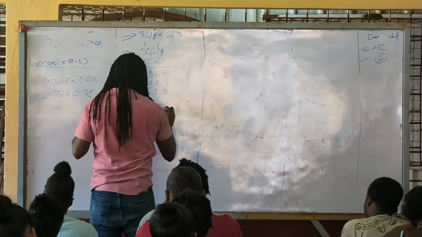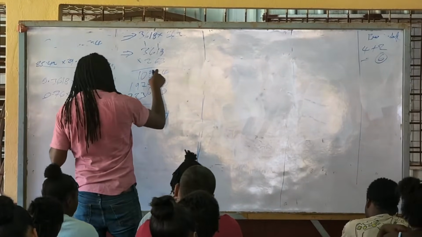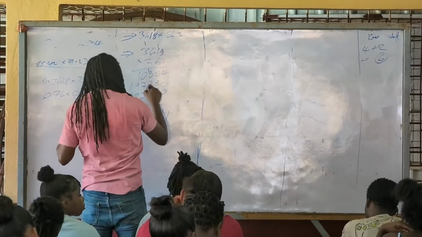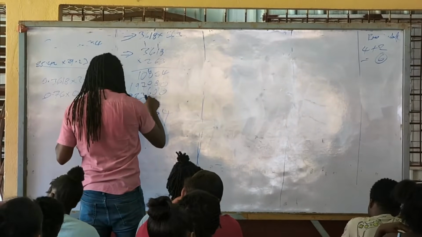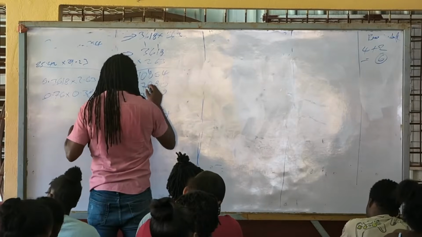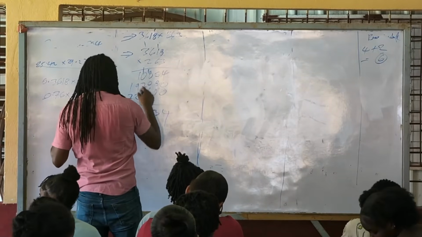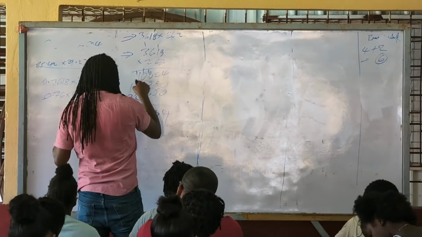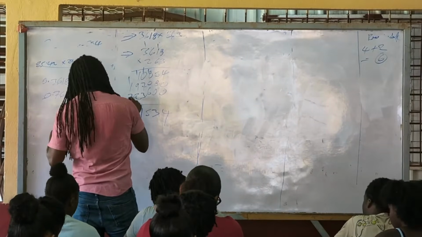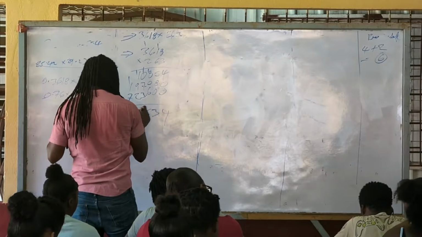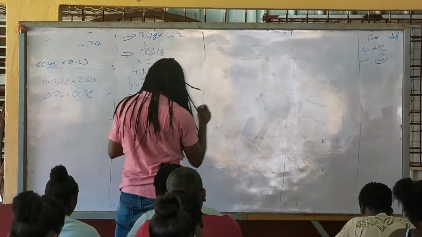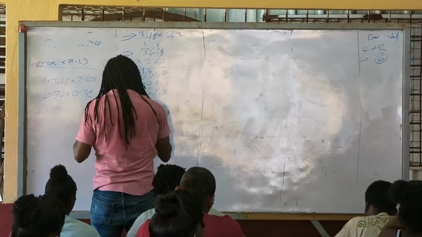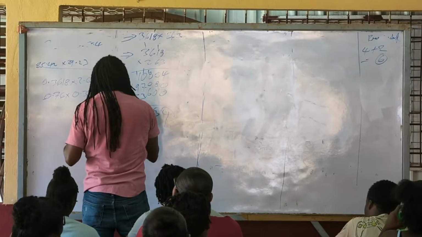0 0 4. 8 and 2 is 10 and 3 is 13. 8 and 2 is 10 and 4 is 14 and 1 is 15. 7 and 3 is 10 and 1 is 11. 9 and 1 is 10 and 1 is 11 and 2 is 13. 7 and 1 is 8 and 1 is 9. How many are we supposed to get? 6. 1 2 3 4 5 6.